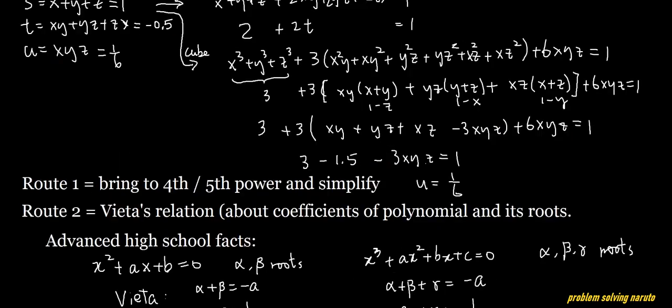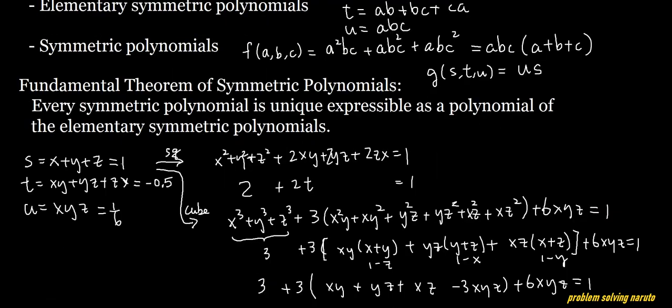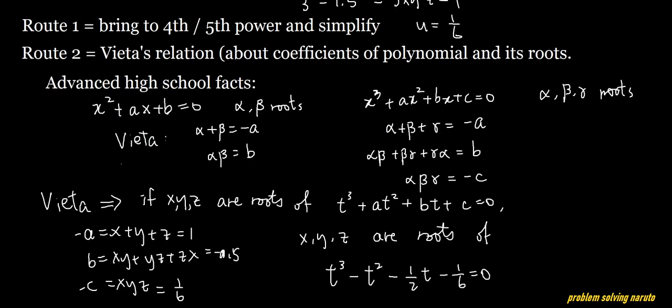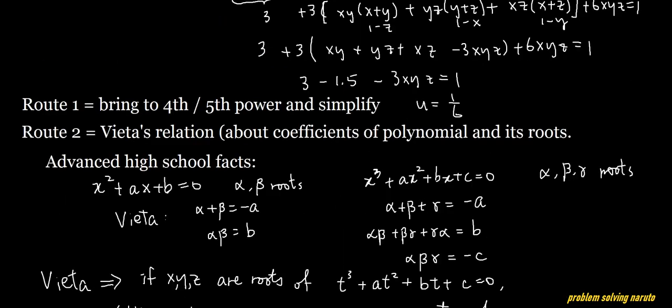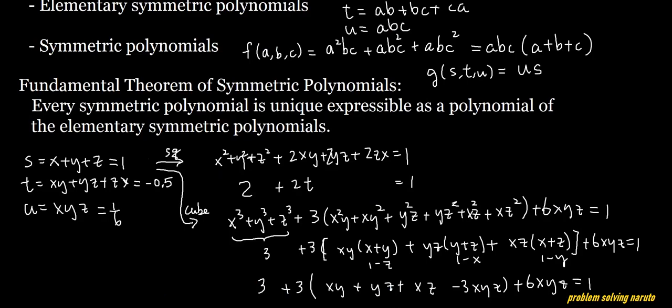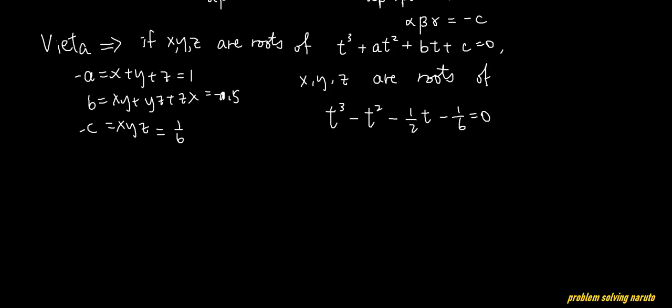Okay. So once you know the values of the elementary symmetric polynomials, you can actually find out the polynomial whose roots are x, y, z. Why would we want to do that? Actually, I'm not planning to solve for this polynomial. We're just going to make use of it. So I told you, route 1, you can just bring this to 4th power, 5th power, and expand and simplify. Okay, you can do that.